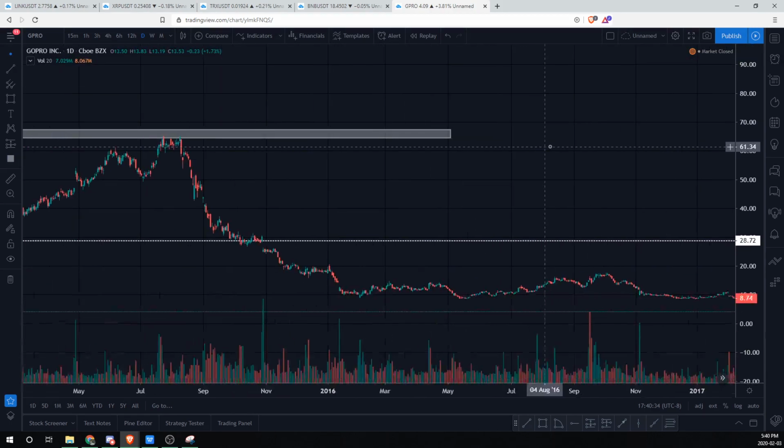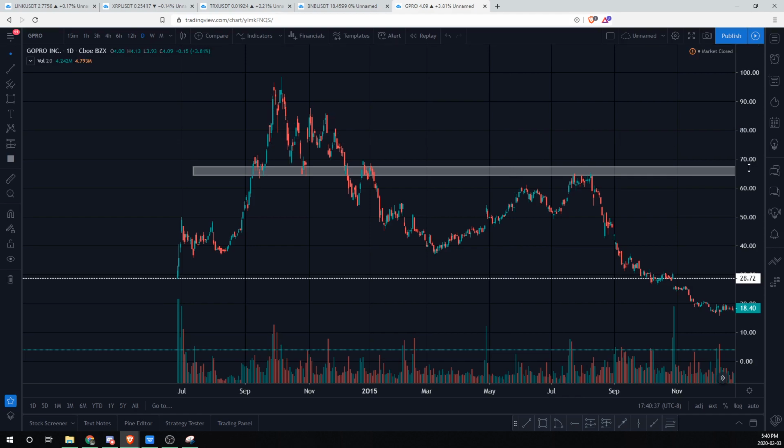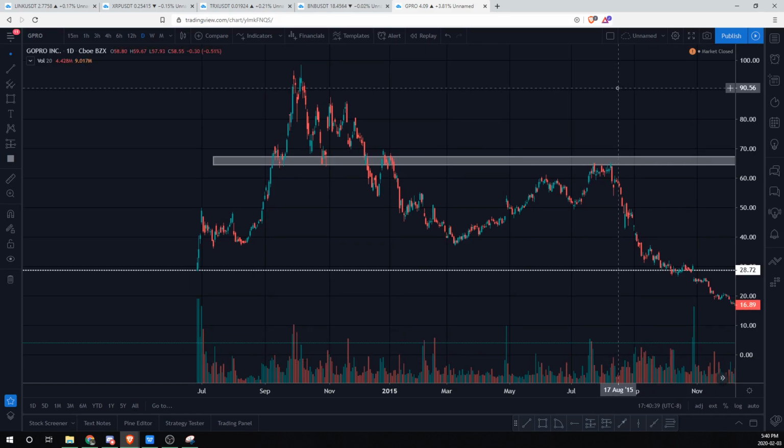But overall, I don't want to hold something like this, and I'd rather see a chart that has a little bit more strength and a little bit more power and a little bit more conviction to move to the upside before I actually look to invest.